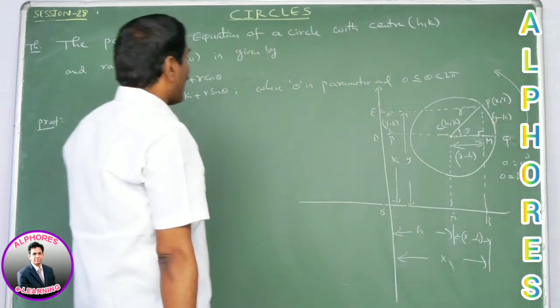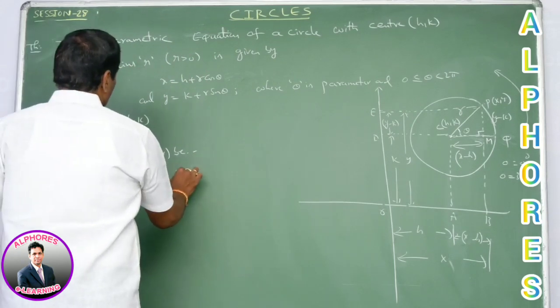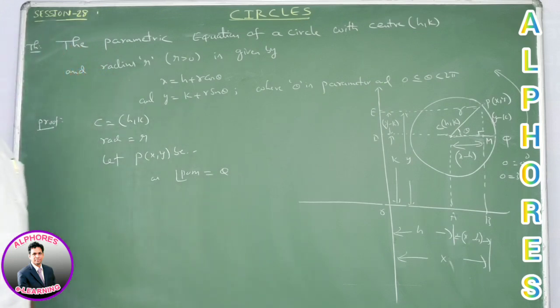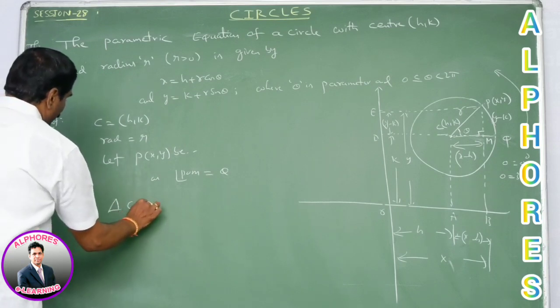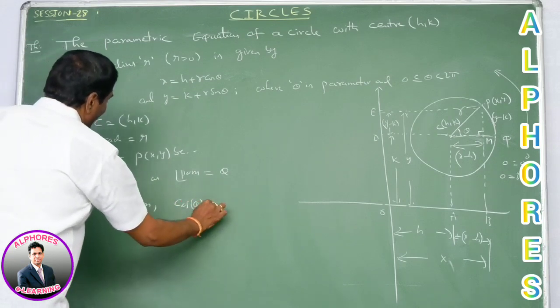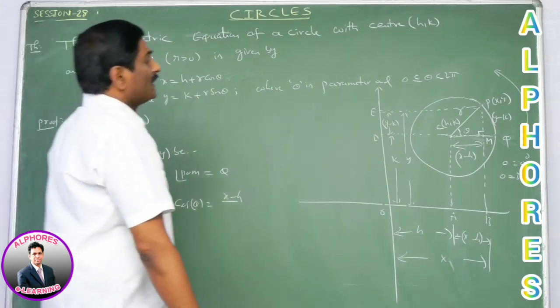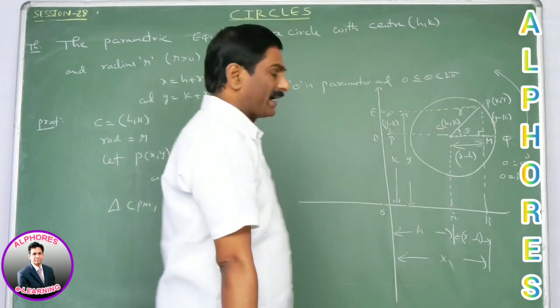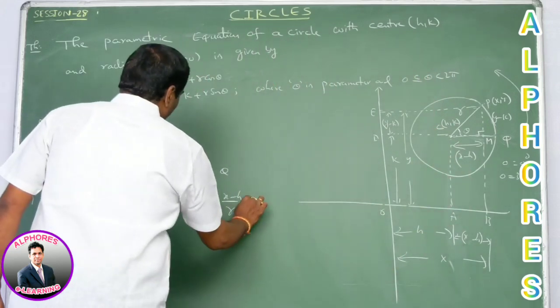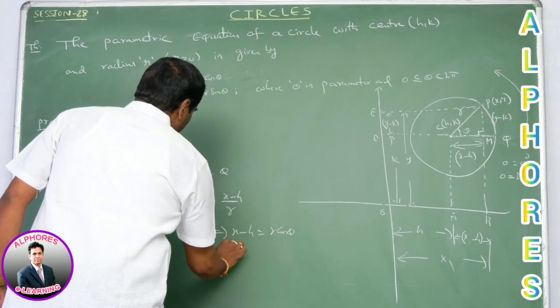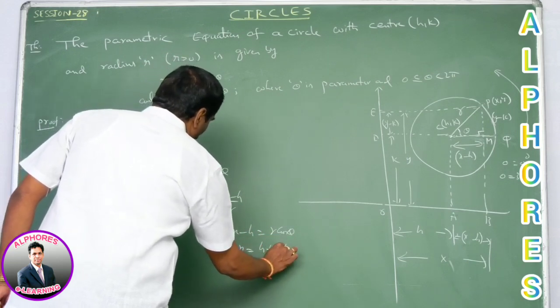Okay. Let angle PCM be equal to theta. Now from triangle CPM, cos theta is equal to adjacent side by hypotenuse. That means (x minus h) by hypotenuse, which is CP. CP is nothing but the radius r. That means x minus h is equal to r cos theta, so x is equal to h plus r cos theta.